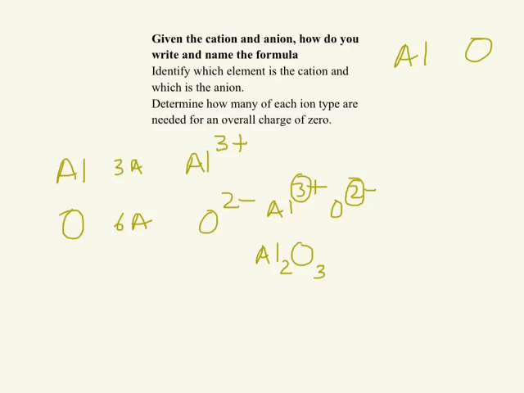Now think about it. One aluminum has 3 plus charge. So 2 aluminum is going to have 6 plus charge. One oxygen has 2 negative charge. 3 oxygens is going to have 6 negative charge. So overall it is 0. What will be the name? Aluminum. Oxygen becomes oxide. So aluminum oxide.